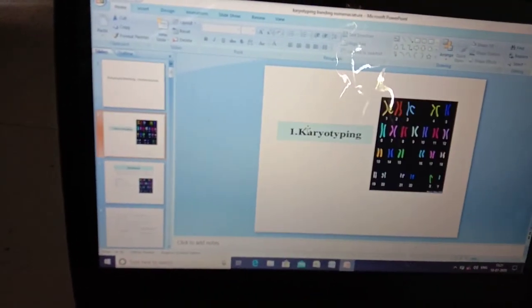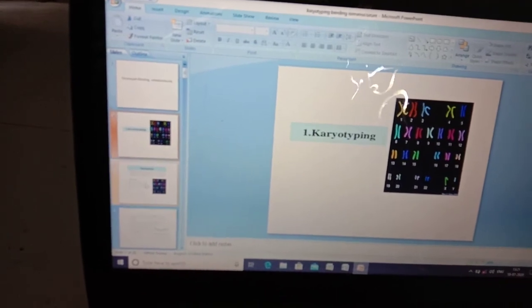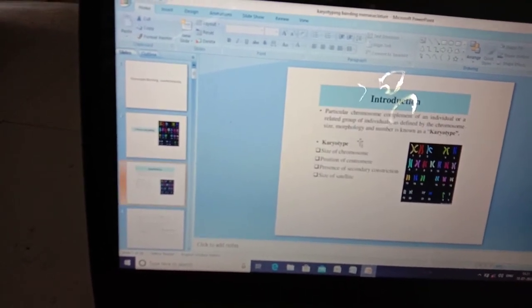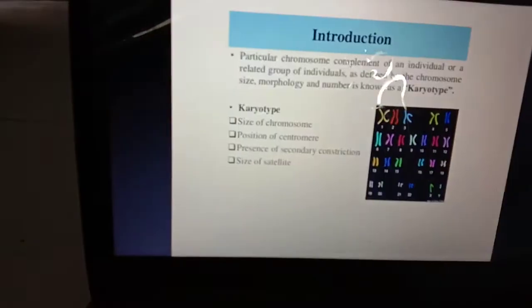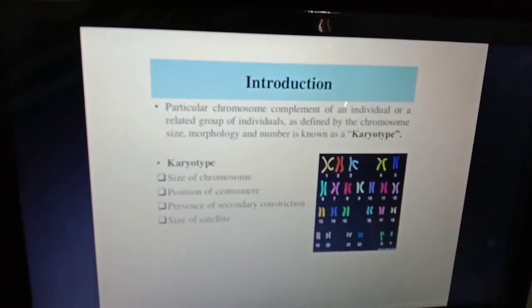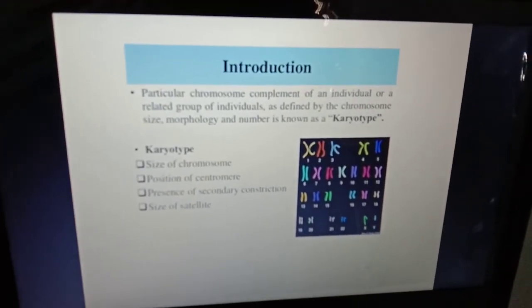So today we will study karyotype banding and nomenclature. Firstly, we will see what is meant by karyotype. So firstly, we will see the introduction.